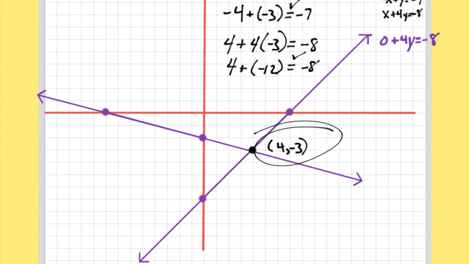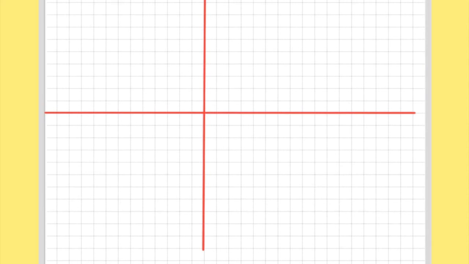Why don't you try one of these on your own? I'll give you two equations. -x plus 2y equals 3, and 2x plus y equals 4. So pause the video, give those a try, and then when you think you got it, come back and we'll see how you did.